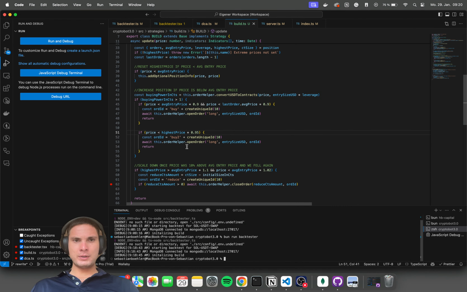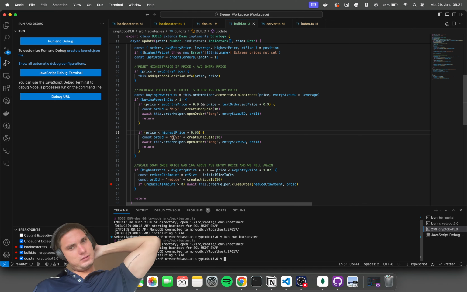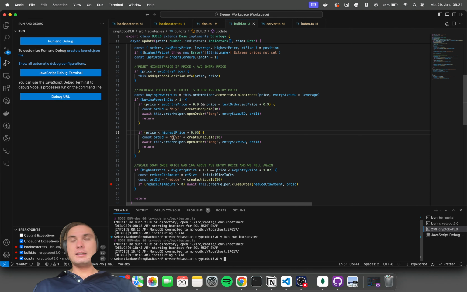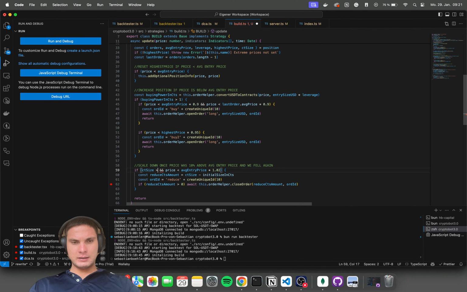But the normal buy triggers if the price is below the average entry price. And before that happens, there should be a reduce. I guess let's say instead of this, say if the contract size is bigger than the initial contract size.